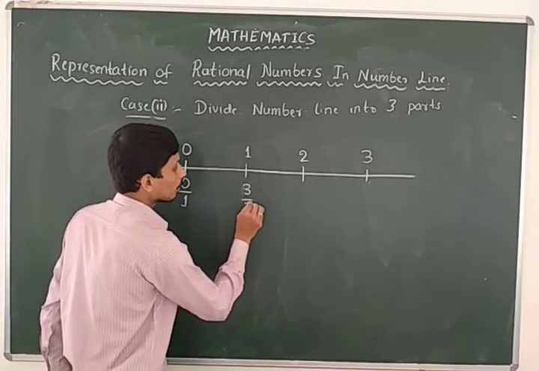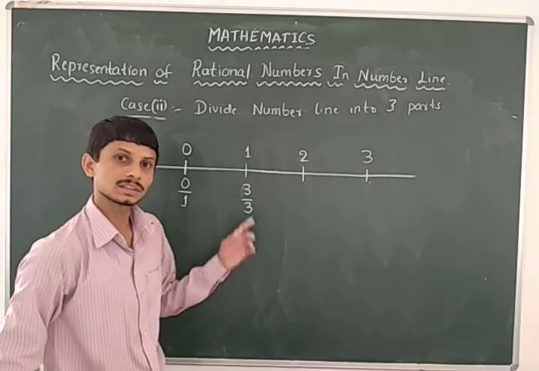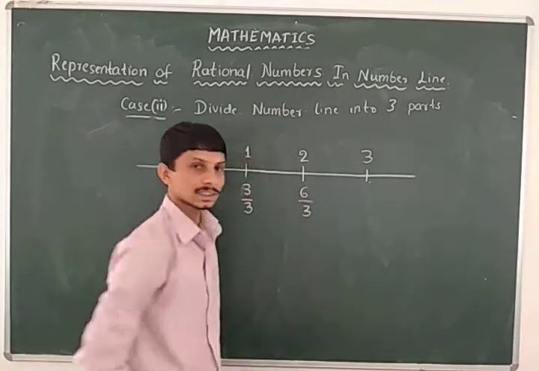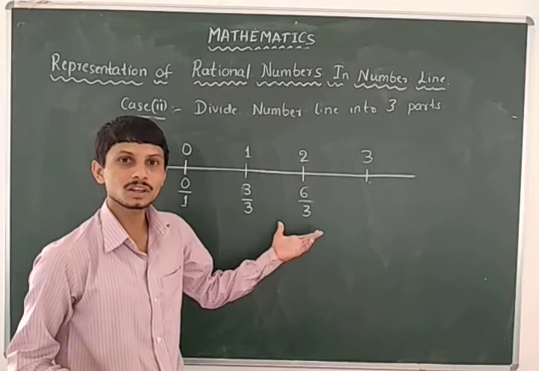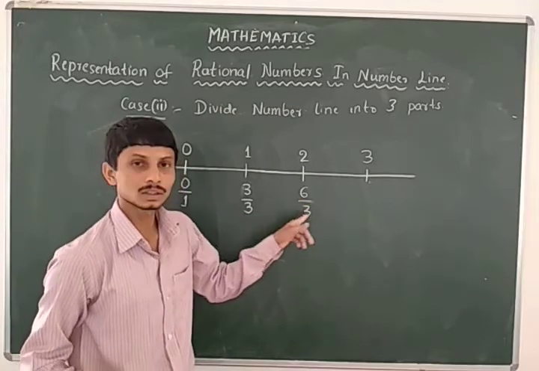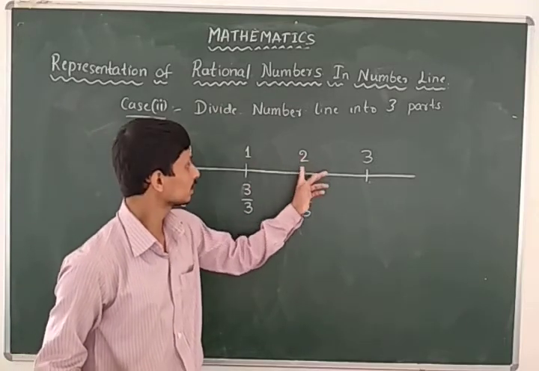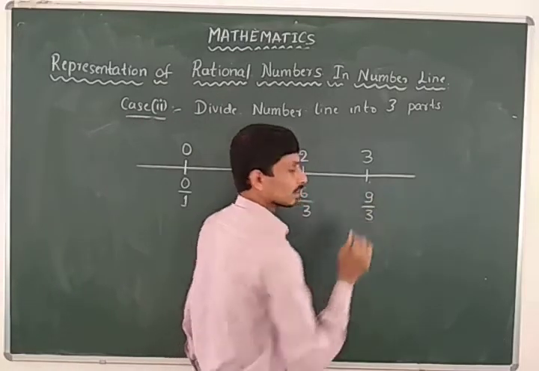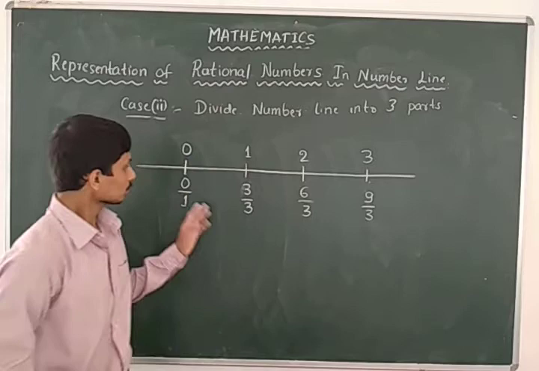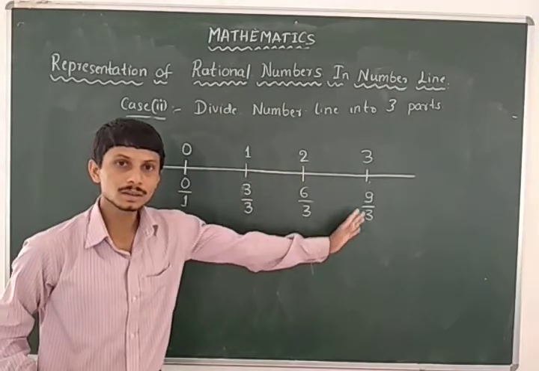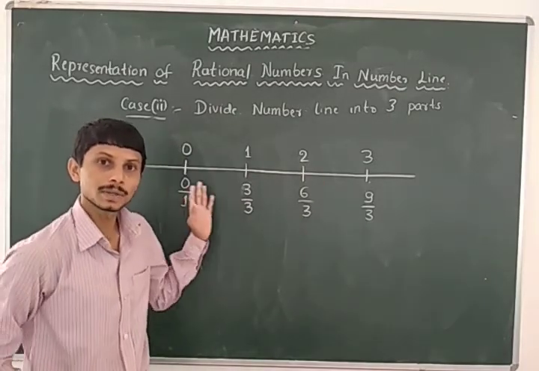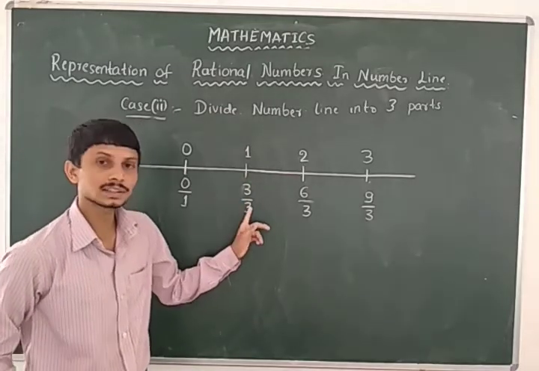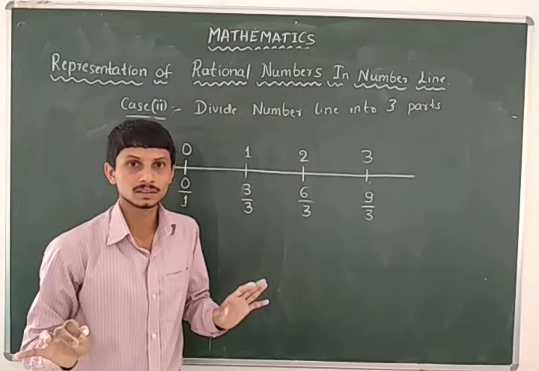3 by 3. So I consider 3 by 3. Here we can write 6 by 3. So the value is not changing. That's also equal to 2, so 6 by 3 is 2. And here I will write 9 by 3. So all these numbers are in the form of p by q, where p and q are integers and q is not equal to 0. So while comparing this number and this number, the value doesn't change.